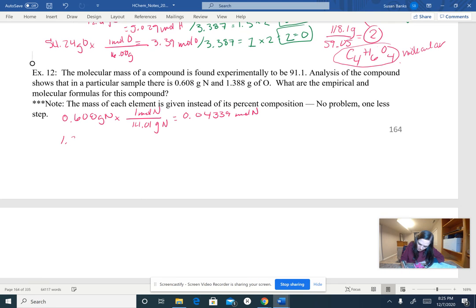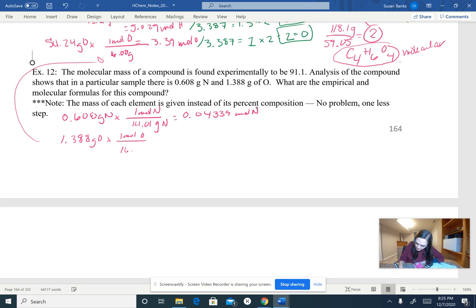I'm going to do the same thing for my oxygen. So I have 1.388 grams of oxygen. In 1 mole of oxygen, I have, do you guys remember? We can cheat right here. 16 grams of oxygen. So 1.388 divided by 16 gives us 0.08675 moles of oxygen.